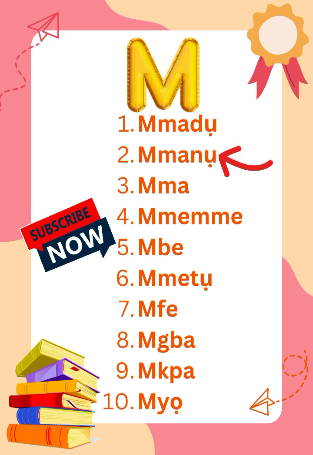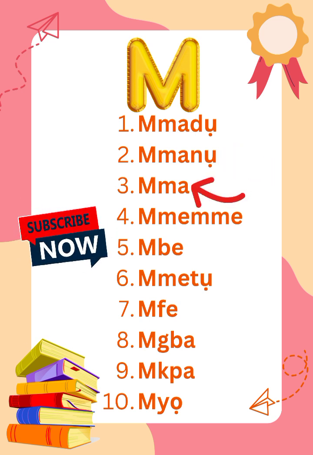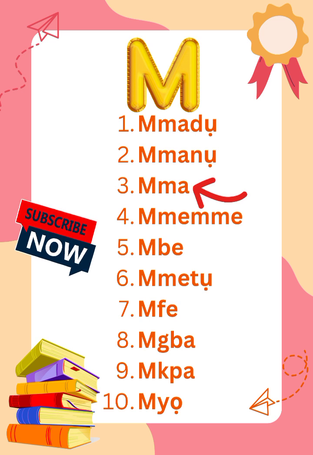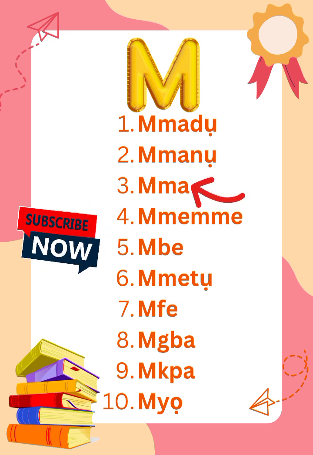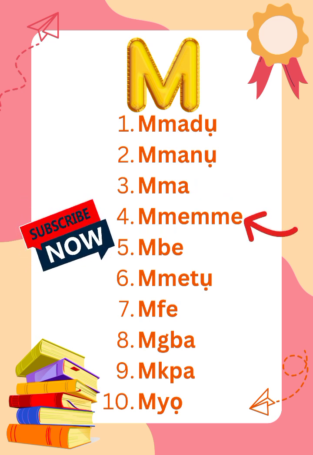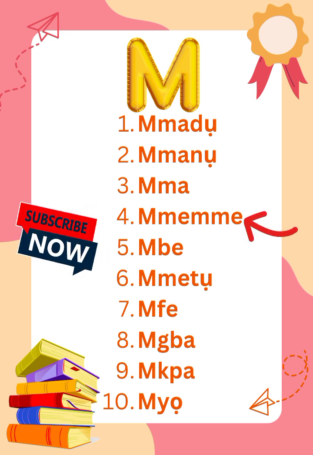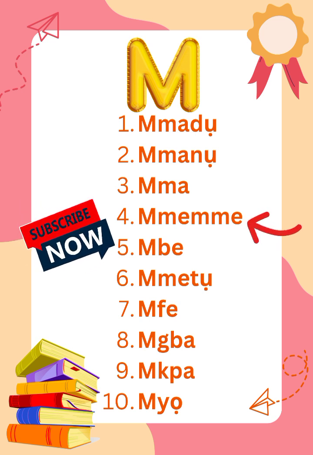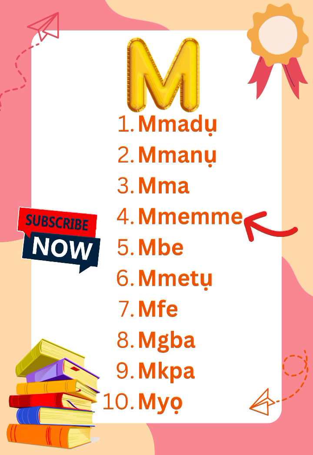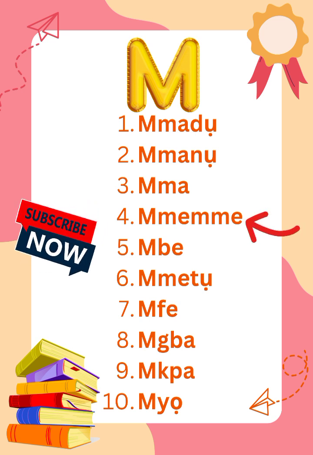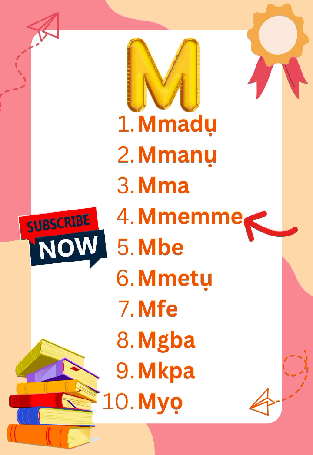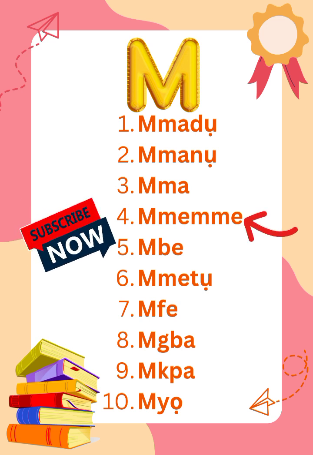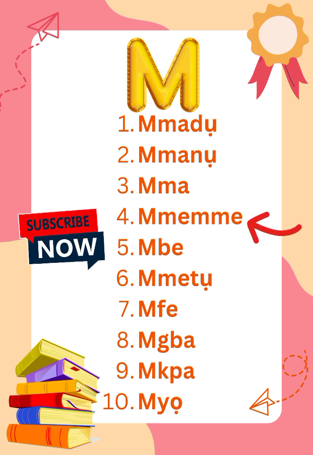The second word is mmanụ. That is oil. The third word is mma, beauty. The fourth word is mmemme. Mmemme is an event or occasion. Now, as you can see, this has about 4m in it. 2m is functioning as vowel, while the second 2m is functioning as consonant.